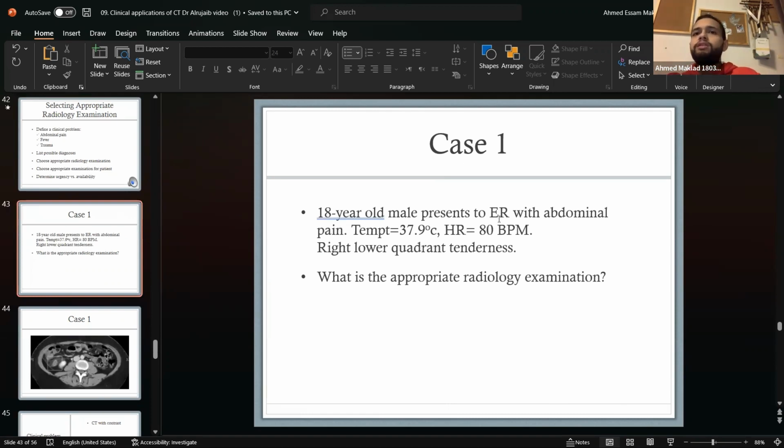All right. So case number one is an 18-year-old male who came to the ER with abdominal pain. All right. Temperature is 37.9. Heart rate is 80. The patient has right lower quadrant tenderness. What is the appropriate radiological examination?